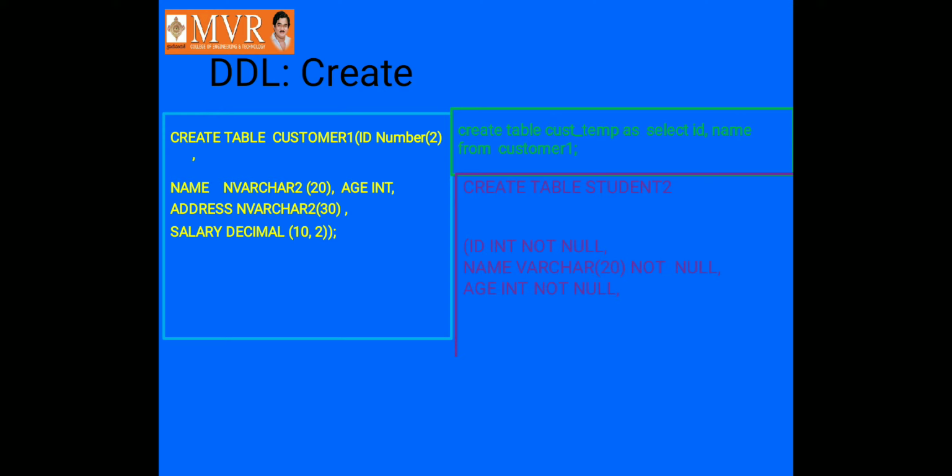Here you can call the elements from the customer 1 table. In that customer 1 we need the id and the name only. For the next one, create table student 2.